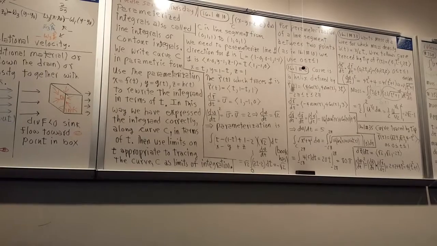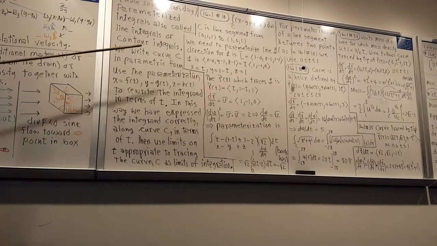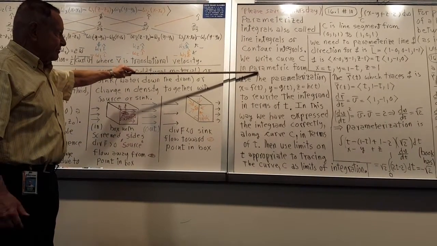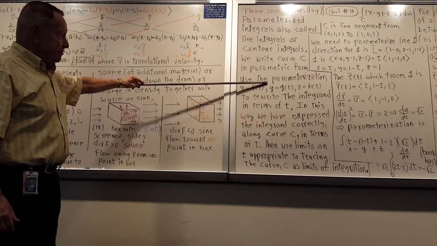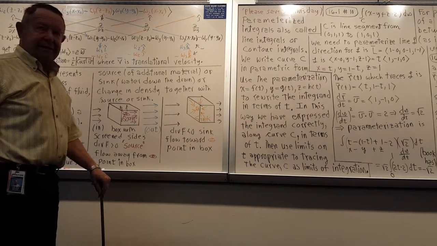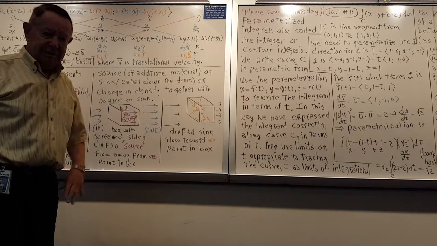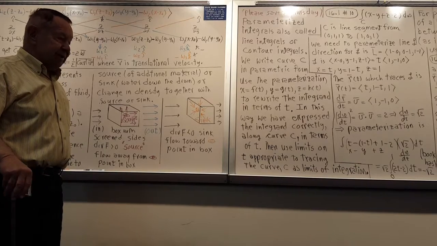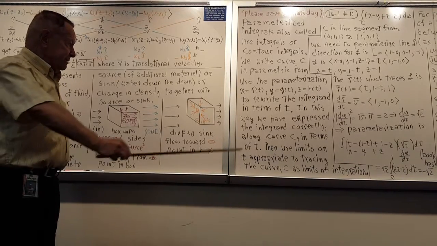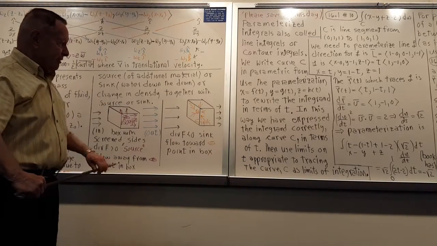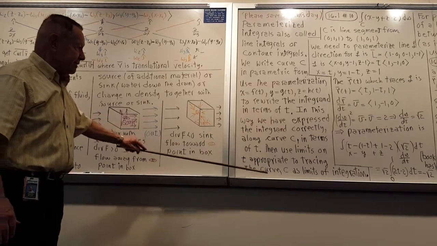So let's look at doing parameterized integrals. If you write a curve in parametric form, we can use the parameterization of our curve to rewrite an integral that's supposed to be carried out along this curve in terms of the parameter. So in this way, we have expressed the integral correctly along the curve in terms of t.